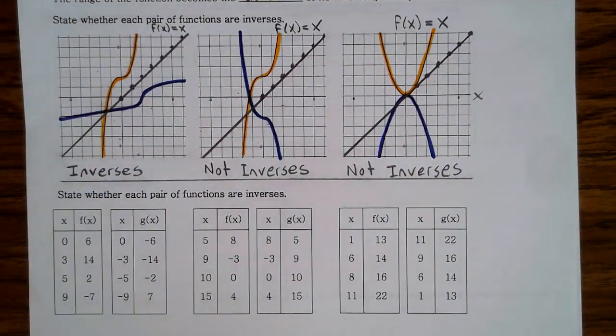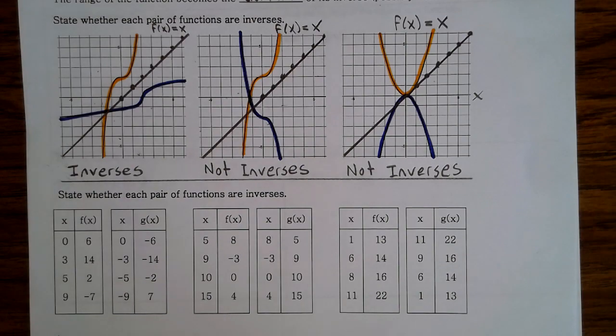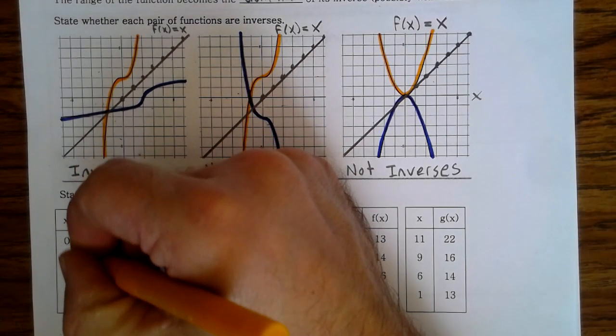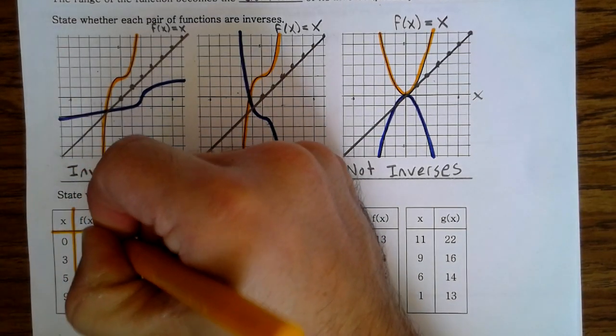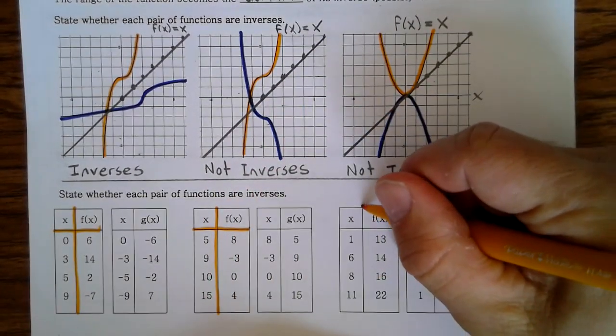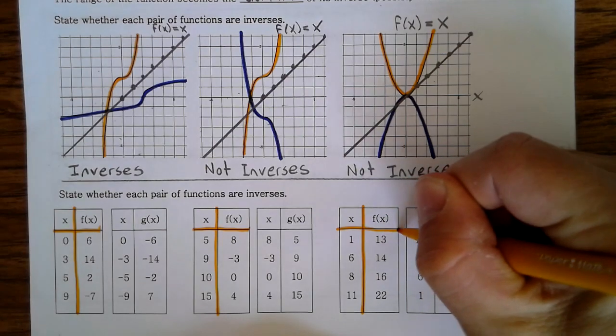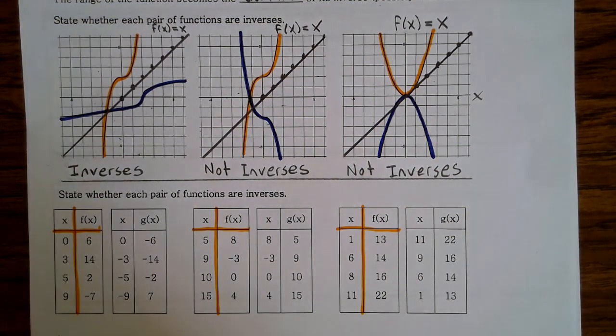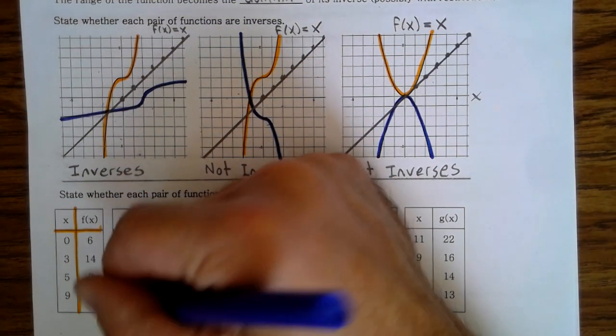All right, let's take a look at the next. Now it says state whether each pair of functions are inverses. So again, I'm going to do f of x in yellow. And then, in this case, it's g of x in blue.